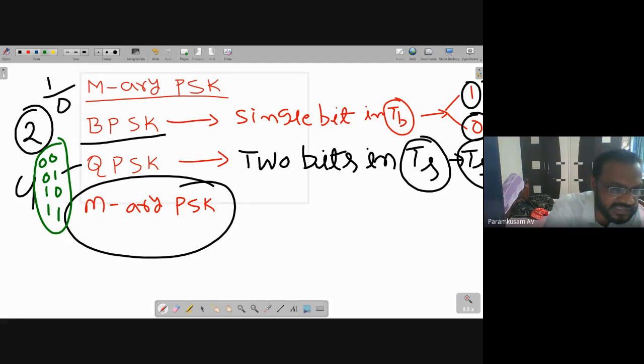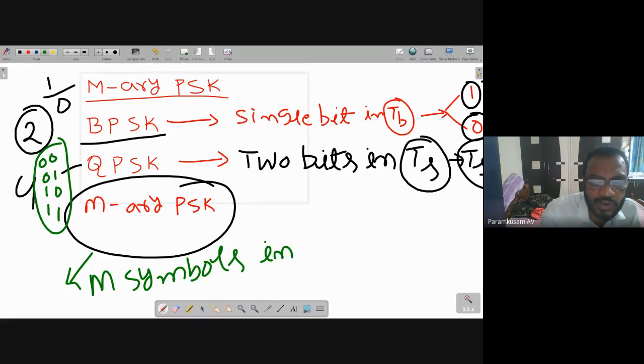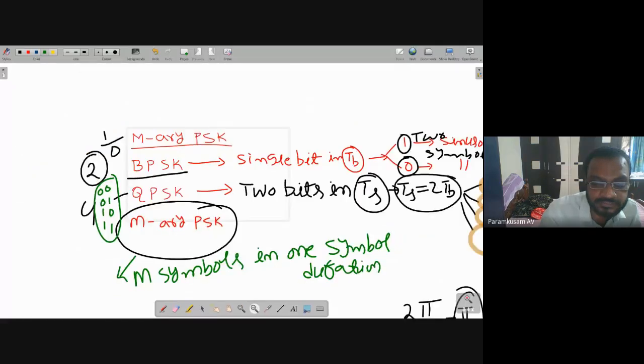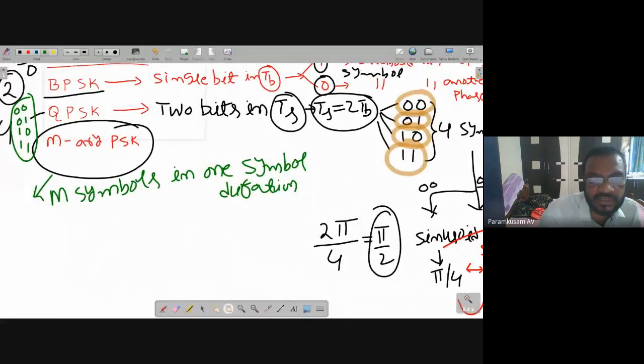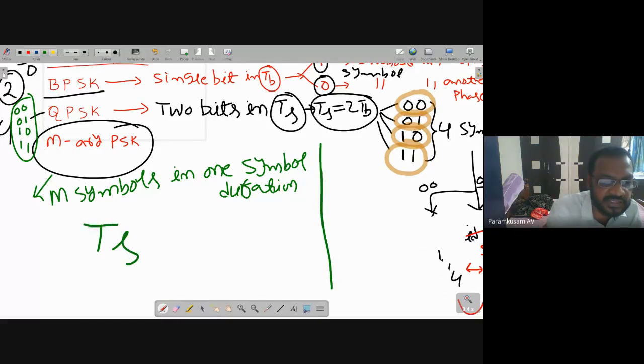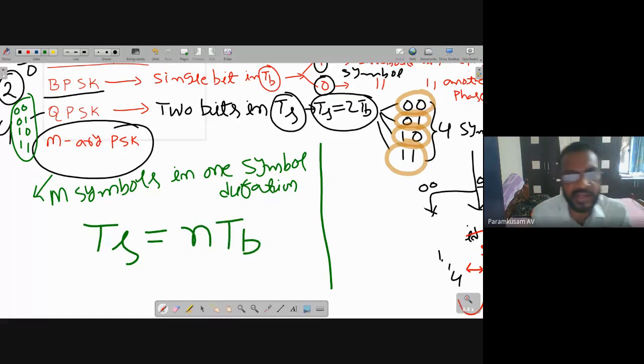So in M-ary PSK, what happens? We transmit M symbols in one symbol duration, where the symbol duration Ts is equal to N into TB, where TB indicates 1 bit duration.